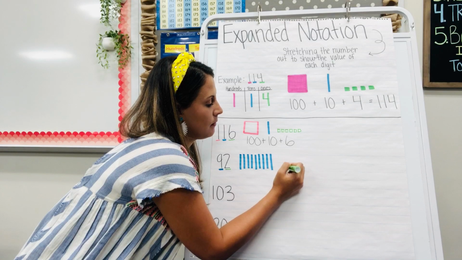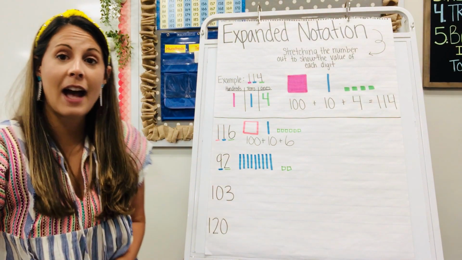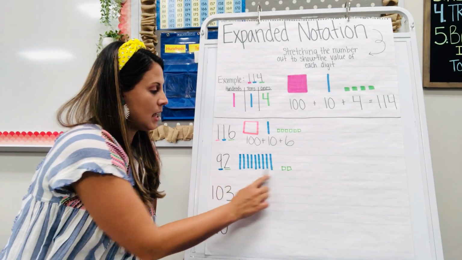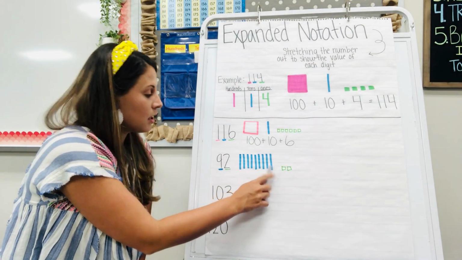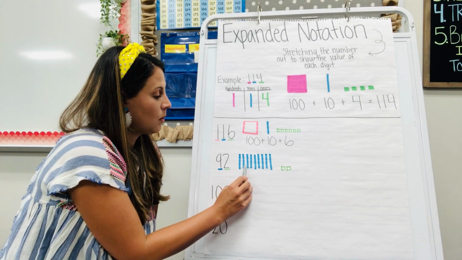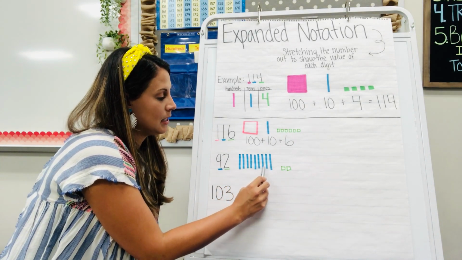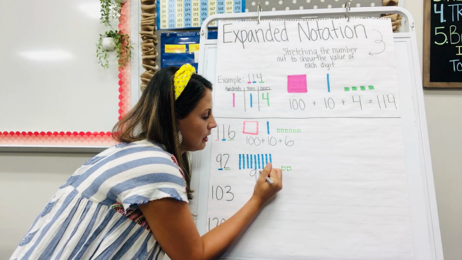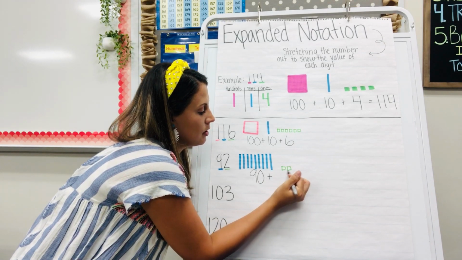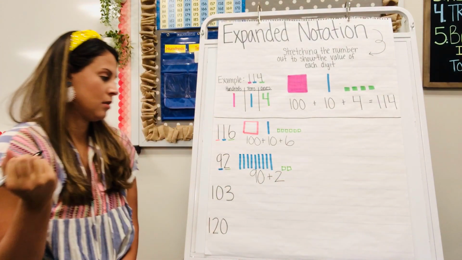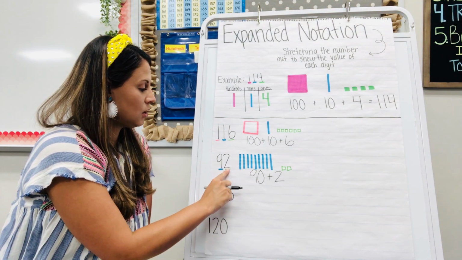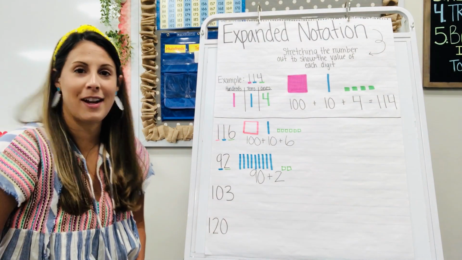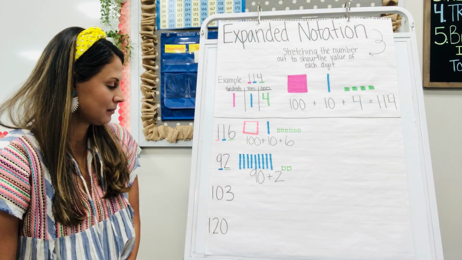2 ones. Now let's think about the value of each digit. We have 9 tens. Let's count to see the value. Count by tens. 10, 20, 30, 40, 50, 60, 70, 80, 90. So we have 90 plus 2. So our expanded notation for 92 is 90 plus 2. Great job, guys. 2 more to go.